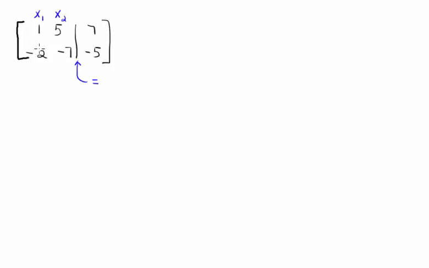So the first thing we want to do is eliminate this -2. To do that, we would multiply row 1 by 2, add that to row 2, and then put our result in row 2. What you should notice is that row 1 does not change, so we could just rewrite that as 1, 5, and 7. Next, we perform the row operation. 2 times 1 is 2, plus -2 is 0. 5 times 2 is 10, plus -7 is 3. 7 times 2 is 14, plus -5 is 9.